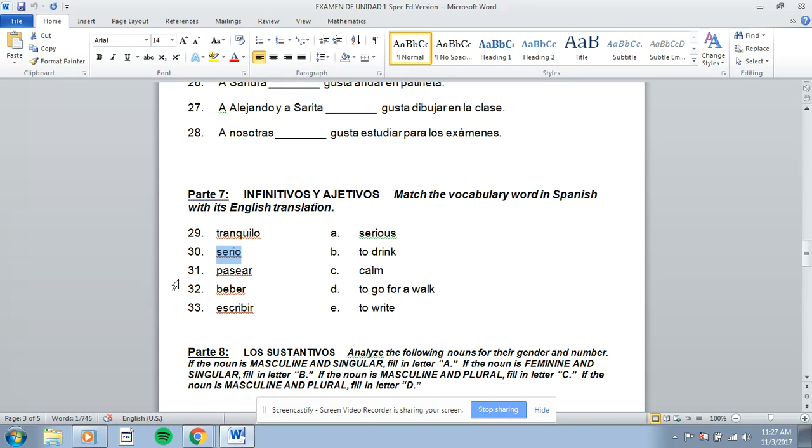Numero 31, 31 is the word pasear. Is pasear serious, to drink, calm, to go for a walk, or to walk? Or the last one, to write? Whichever one pasear would mean, bubble that letter in or draw a line. Actually, for this section, go ahead and just draw a line connecting these words to their answer over here.